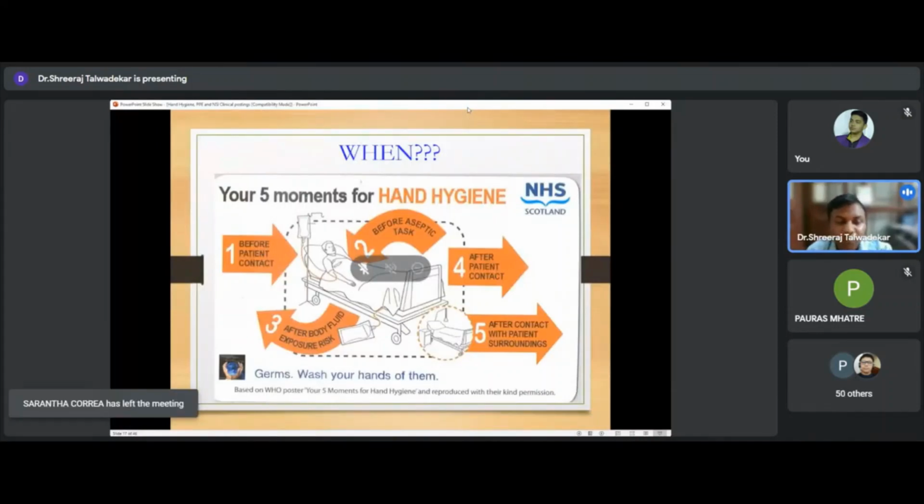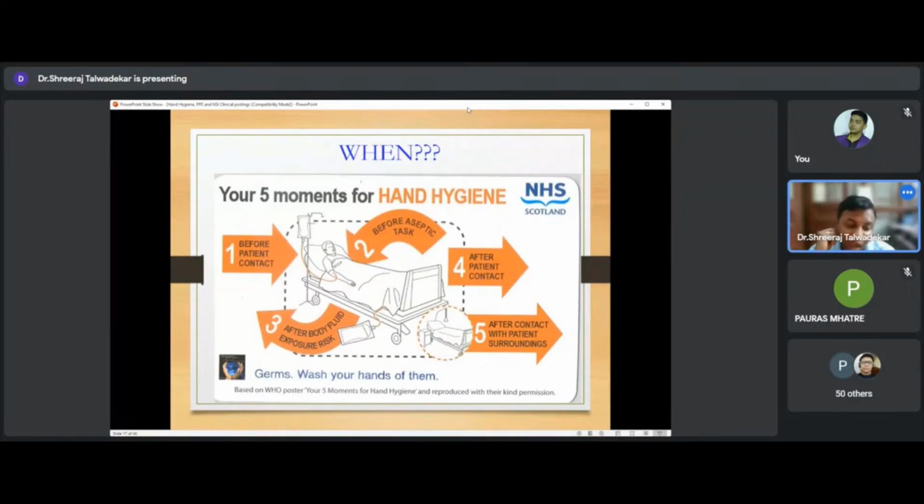We should also know when to perform hand hygiene, what is classically known as the 5 moments of hand hygiene, which has been given by the WHO. It is very easy to remember. You have to always wash hands when one of these 5 incidences occurs. That is before touching the patient and after touching the patient, which is very straightforward. Then before doing any kind of aseptic task like blood collection, phlebotomy, or any aseptic procedure you are going to perform on the patient, you have to do proper hand hygiene.